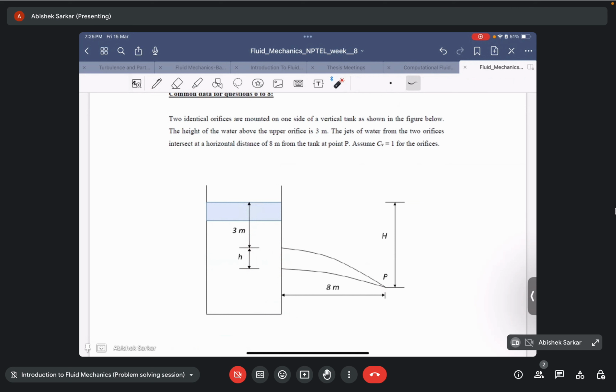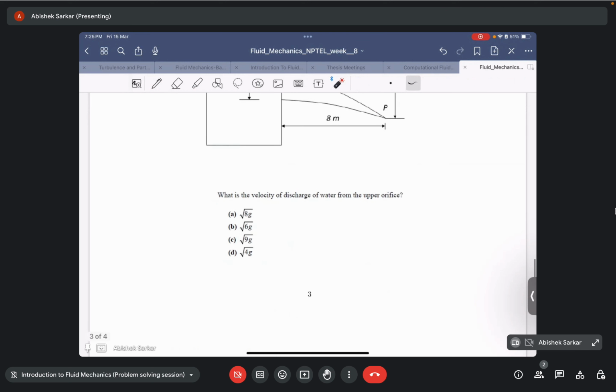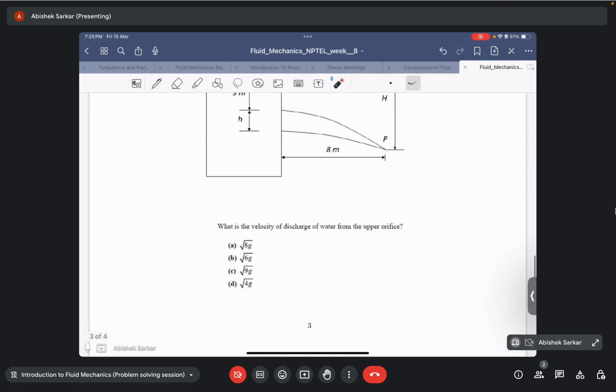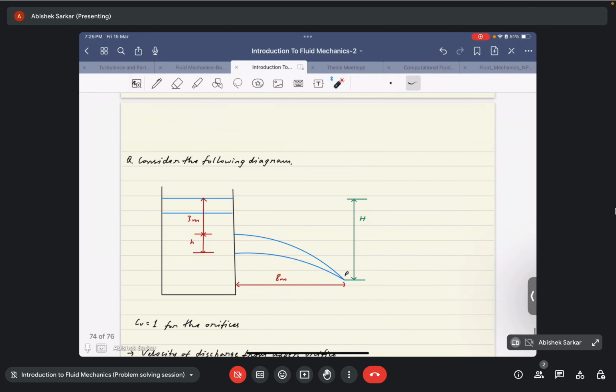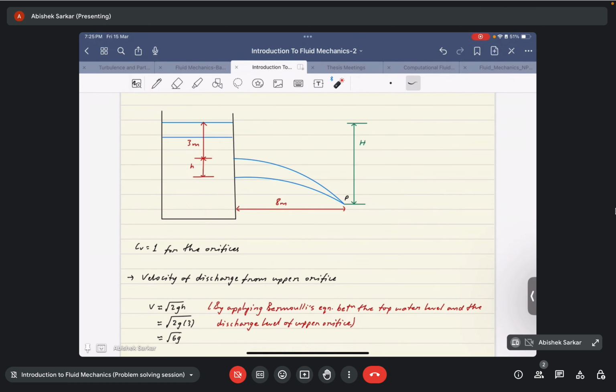So this is a diagram where flow is coming out as a jet from the two orifices, and they meet at a distance of 8 meters from the orifice. So the question is, what is the velocity of discharge of water from the upper orifice? Again, if I go back, this velocity of the water discharge from the orifice is calculated by using Bernoulli's equation between the upper surface and the orifice at a depth of 3 meters.